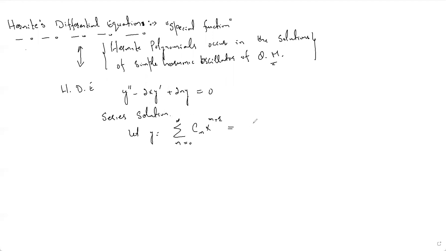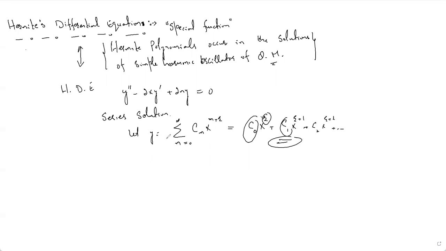The solution will be like c0 x raised to power r when m is 0, plus c1 x raised to power r plus 1, plus c2 x raised to power r plus 2, plus so on. Anyway, you are not supposed to write it here, but I will do it at the end. Then we need to find out this r value and also these coefficients c0, c1 and c2. You know the method, we have done it for so many problems.